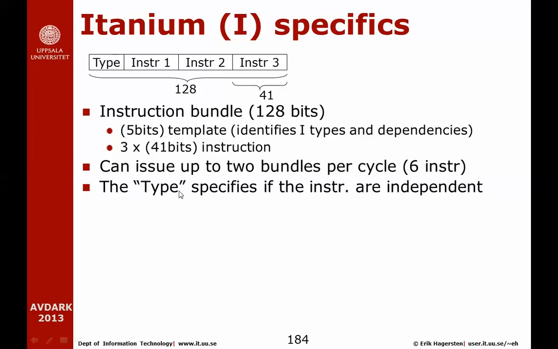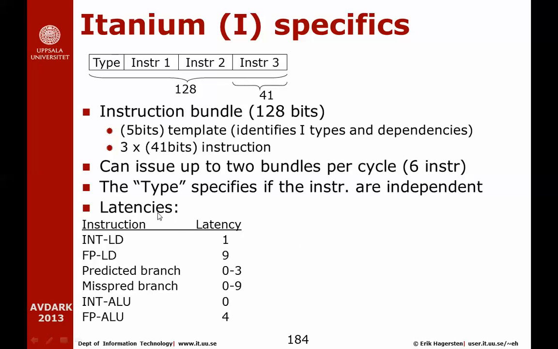They also allow you to actually issue 2 of these bundles per cycle. So if the type field can figure out that 2 of these bundles are not dependent on each other, you can take all the 6 instructions of the 2 bundles and fire them off in parallel. So this allows you to do a 6-way VLIW.